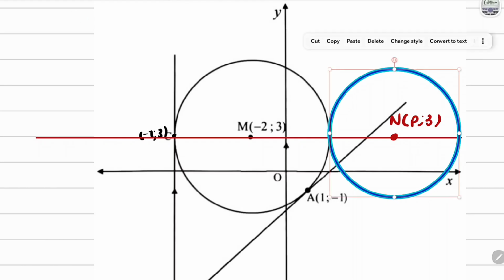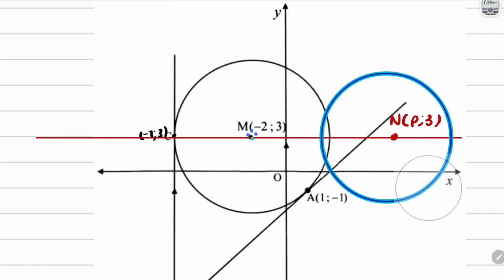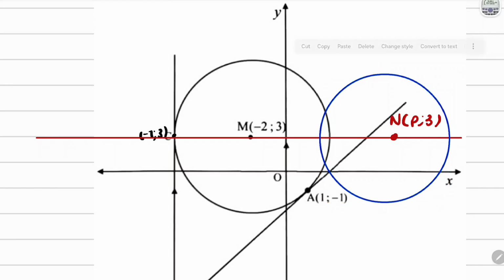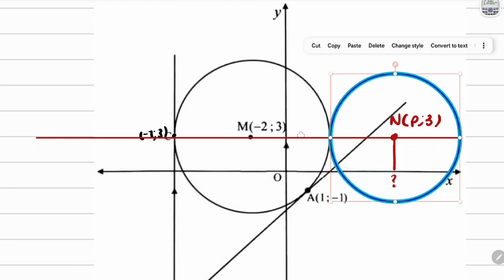Okay, so let's go ahead and move this. So here, it doesn't intersect at two places, it intersects at one place. And then when we move it to the left, in other words, when P becomes a value lower than what it is right now, then it starts intersecting at two places. So the first goal we have is to find out what exactly is P at this point. What exactly would P be when your two circles are only intersecting at one place? Okay, so let's find that.